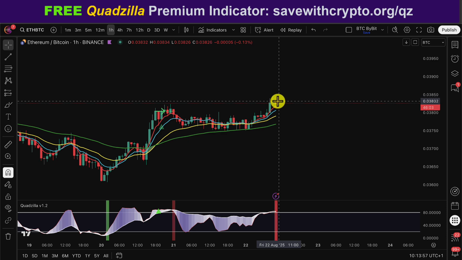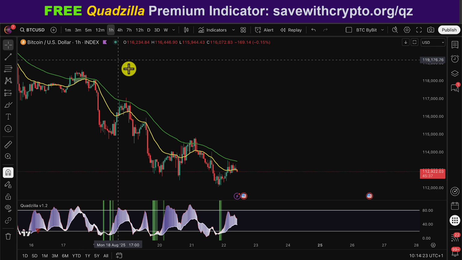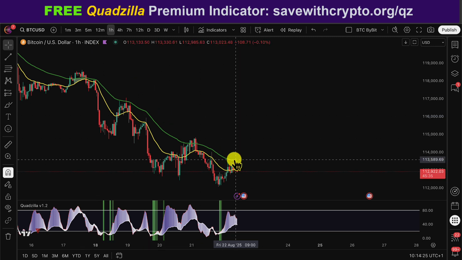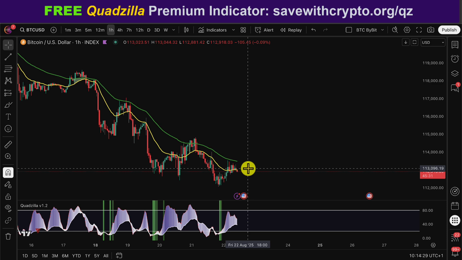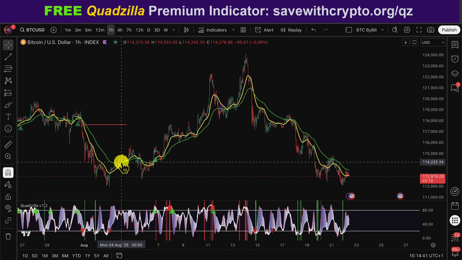So maybe this is when we see Bitcoin catch up. So obviously on the Bitcoin US dollar chart, what we're looking for is this cross of the yellow and green EMAs in a similar way to what happened back here on the 4th of August.